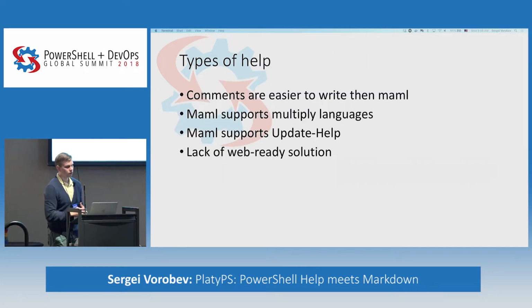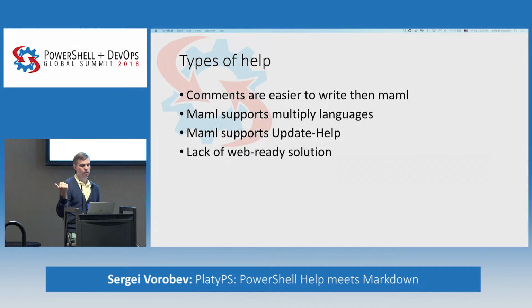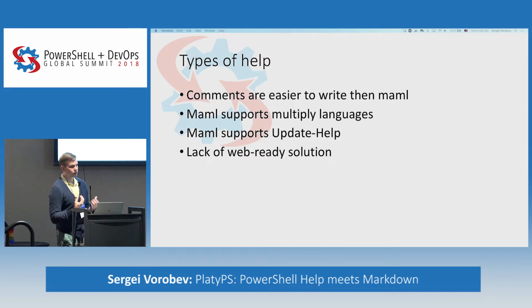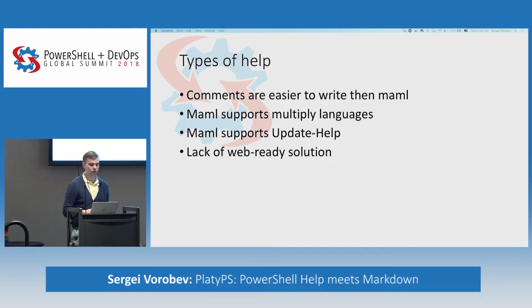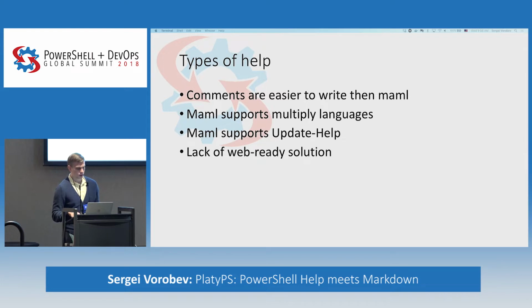So to recap, we have different types of help. Command-based help is very easy to write and intuitive, and it's very popular. It's easier than MAML. MAML has its own advantages if you have requirements for multiple languages, or for Update-Help. Update-Help basically allows you to host archives of a newer version of help on a website and bring them down with Update-Help. But none of the existing solutions actively address the problem of creating websites separate from the Get-Help content itself.